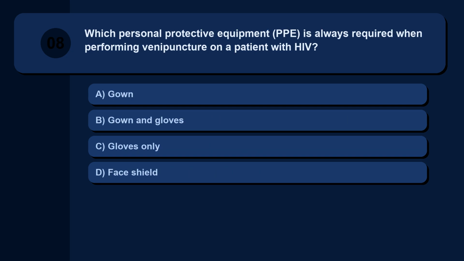Question 8. Which personal protective equipment, PPE, is always required when performing venipuncture on a patient with HIV? Gown. Gown and gloves. Gloves only. Face shield. Gloves are always required for venipuncture regardless of diagnosis to protect against blood-borne pathogen exposure.